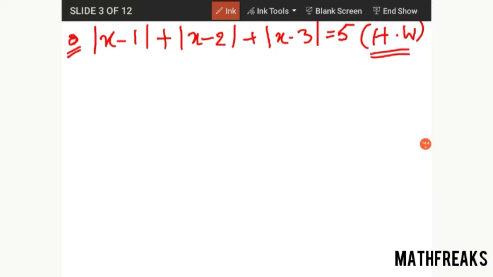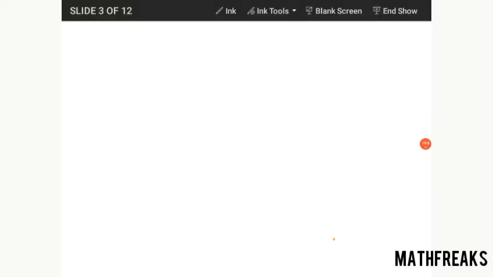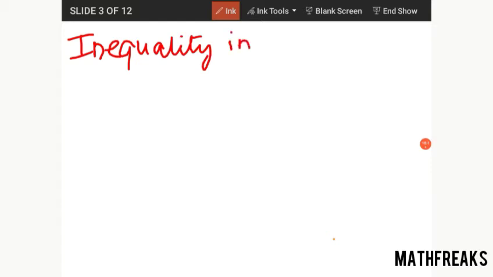Now up to here we are done with the equality in mods. Now we are going to begin with the inequality in mods. Okay, inequality in mods. So let's begin our new topic, that is inequality in mods. Modulus function.